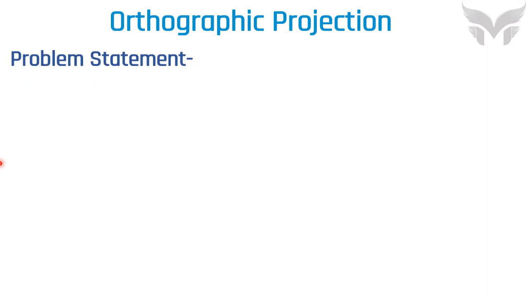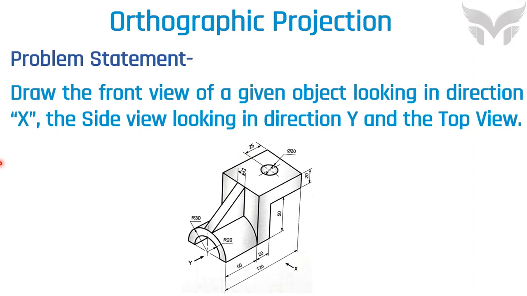Let's have a look at a problem statement. Draw the front view of a given object looking in direction X, the side view looking in direction Y, and the top view. Whenever you are solving a problem on orthographic projection, I strongly suggest you see the direction for front view and side view carefully.